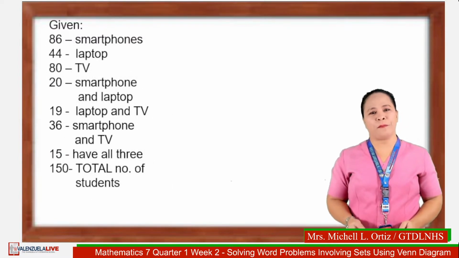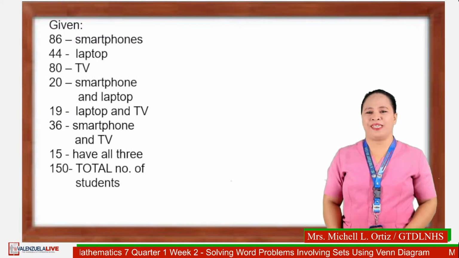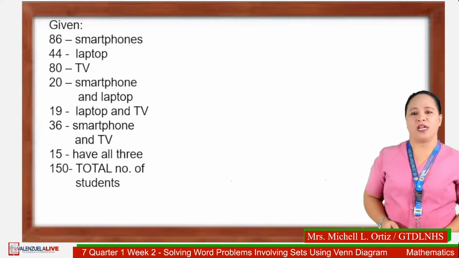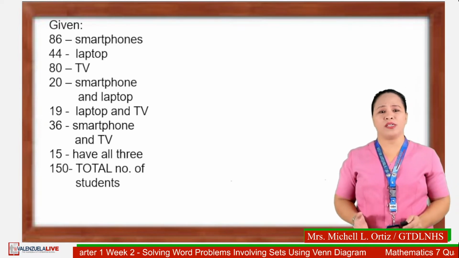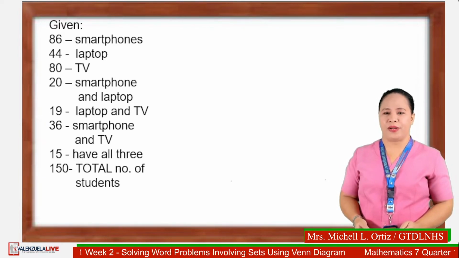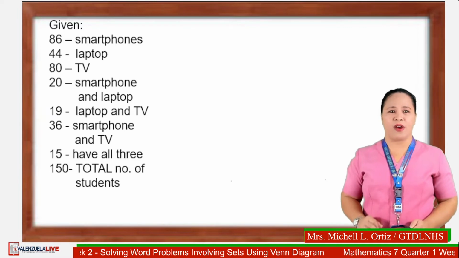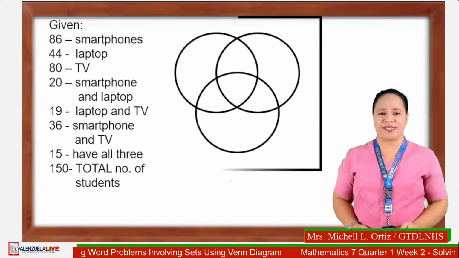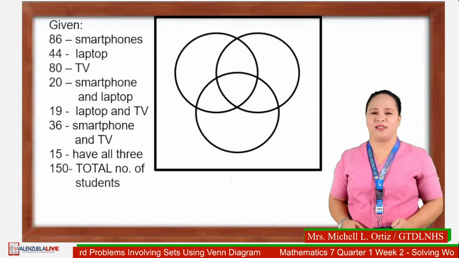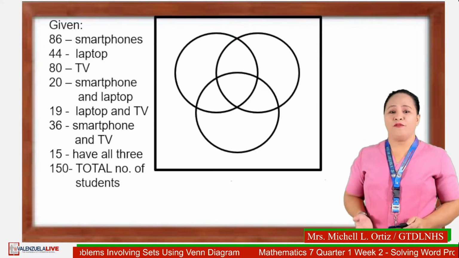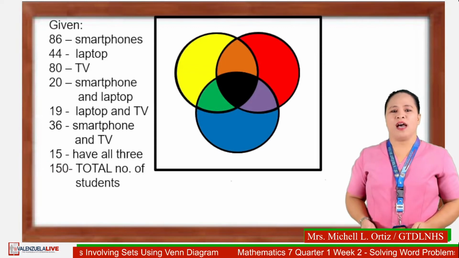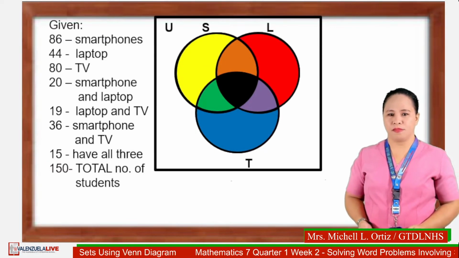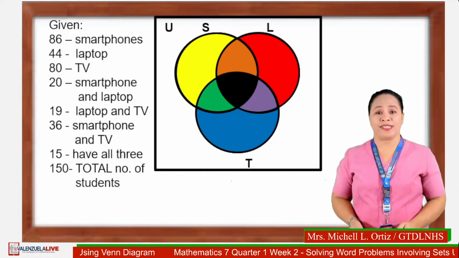To solve the following problem, let us do it step by step. First, we're going to list down all the information in our problem, and then we're going to illustrate it with a Venn diagram. Since we have 3 categories involved, then we're going to draw 3 intersecting circles enclosed in a rectangle. One for the smartphone, the other for the laptop, and the other for the TV.